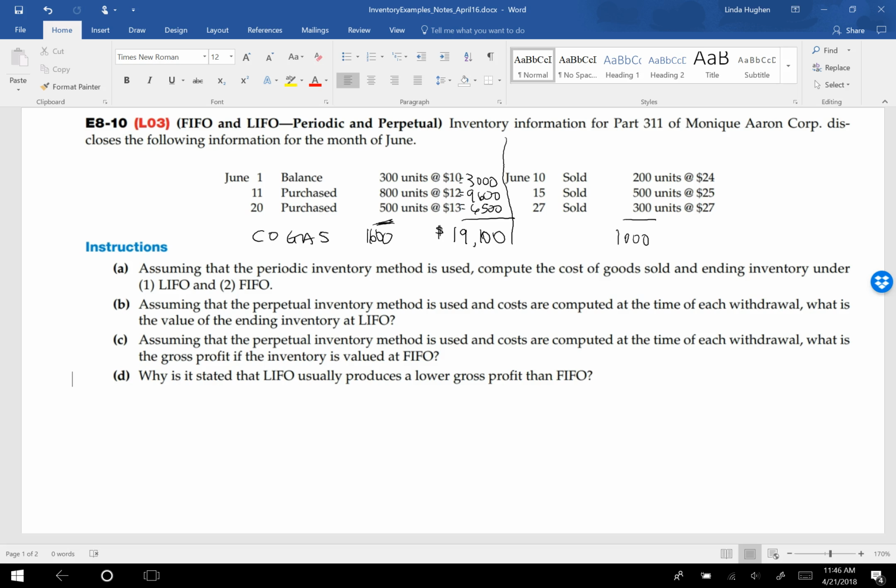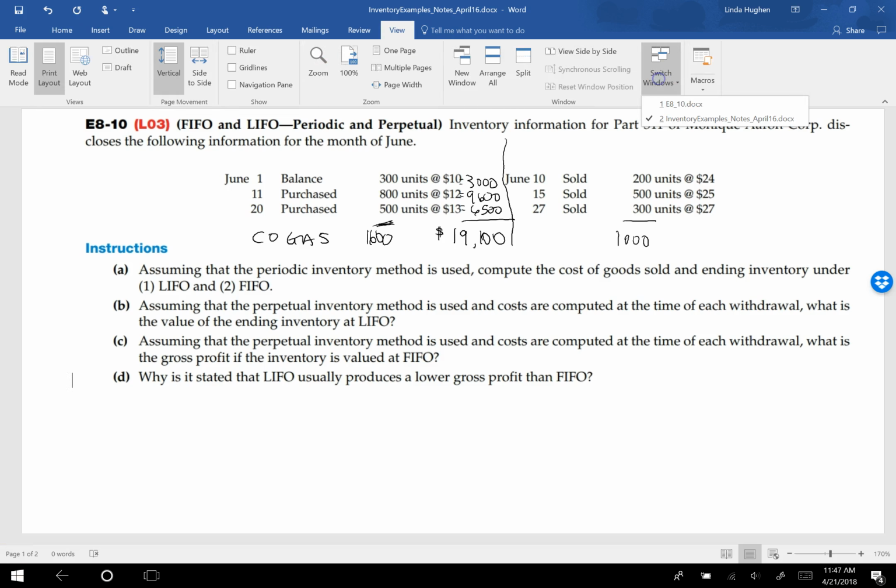All right, so the first part A says, assuming that the periodic inventory method is used. Periodic method is where the company does not capture the cost of the goods at each sale. They wait until the end of the period, in this case the end of the month, and then they look at what is left over and kind of back into what the cost of those goods sold were. This periodic method is the easier method. We're asked to compute the cost of goods sold and inventory under the LIFO method and the FIFO method.